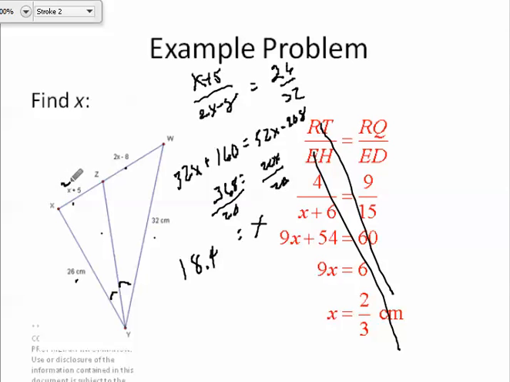That means this one is 23.4 and this one is 36.8. 36.8 minus 8 is 28.8. Woohoo.